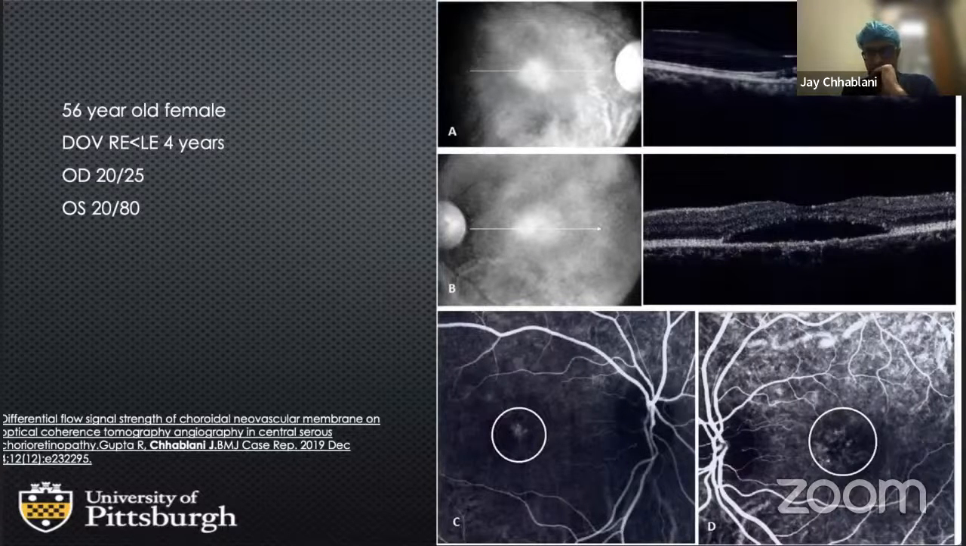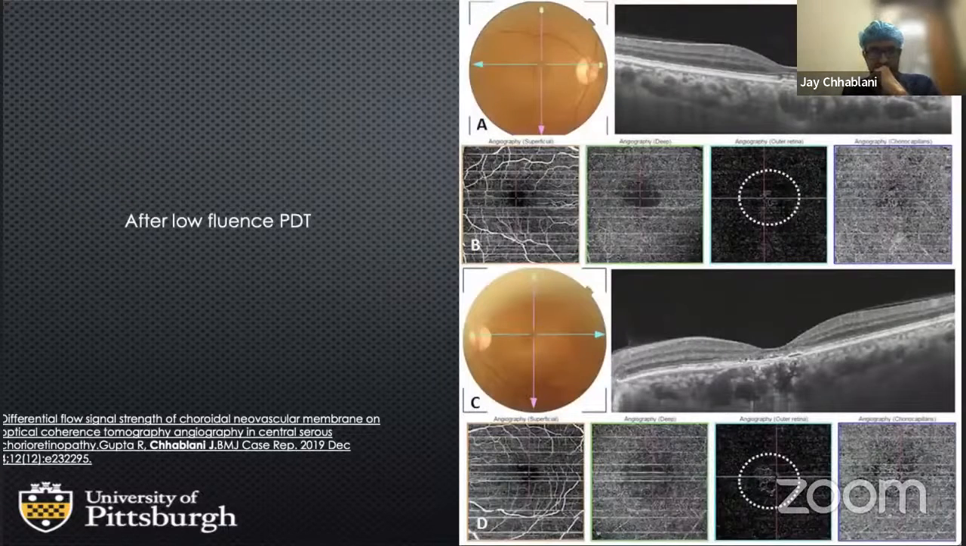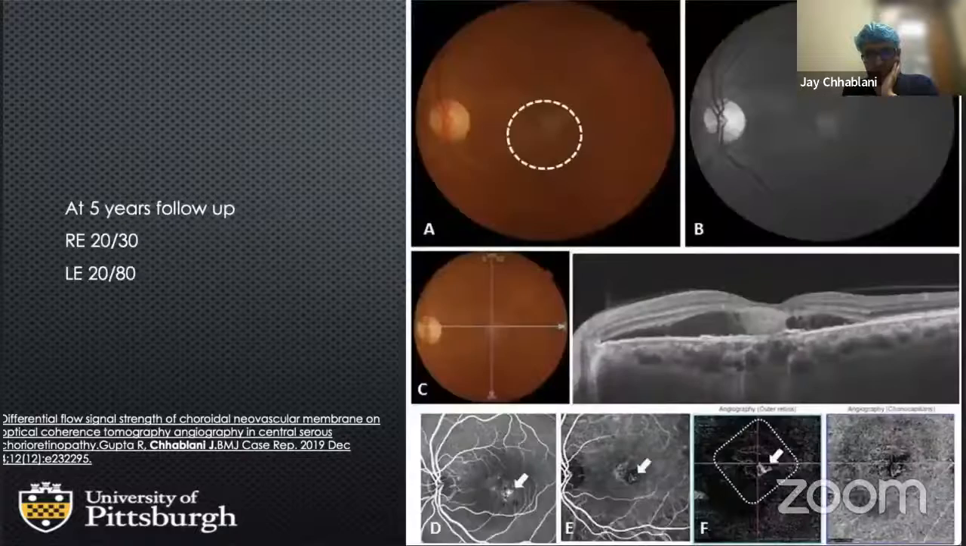And this patient went ahead with low fluence PDT, and you can see that after low fluence PDT, the fluid resolved, and this patient showed foveal thinning. The patient was on regular follow-up, and she did really well, and the eyes remained dry throughout the five years.